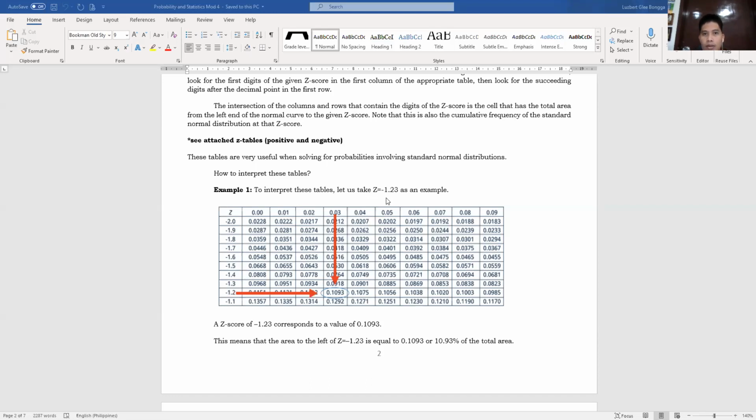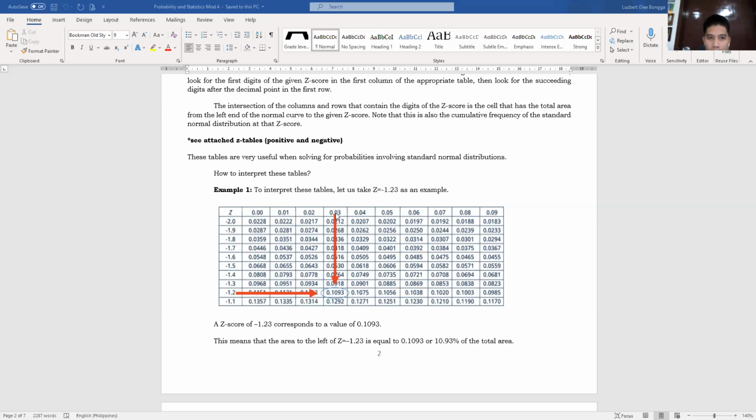What we will do is look at the first 2 digits. The first 2 digits here are negative 1.2. Since this is negative, we will be using the negative values of the z table. So what about the first 2 digits? The first 2 digits are 1.2. We will look for 1.2 here. Here is 1.2. Then the last digit we look at is at the top.